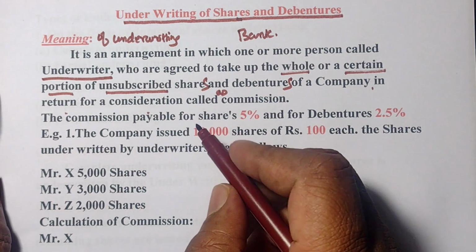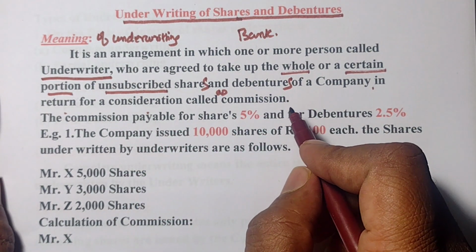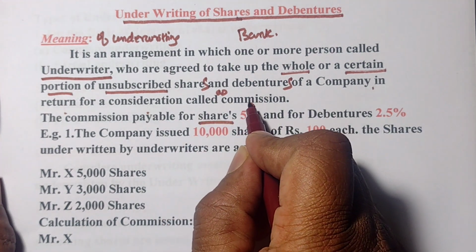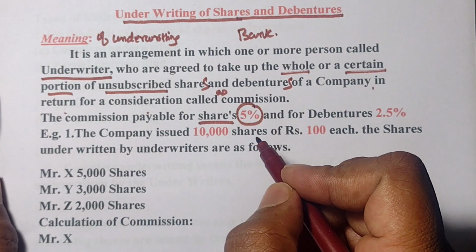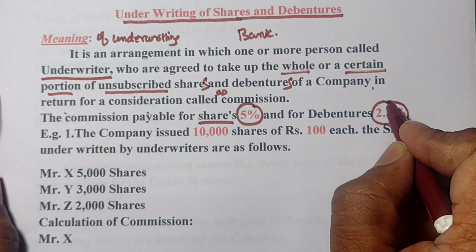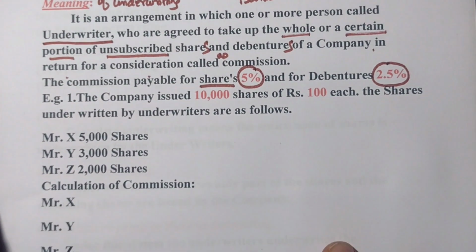The company is providing them the commission. The commission payable on shares is 5% and the commission payable on debentures is 2.5%.